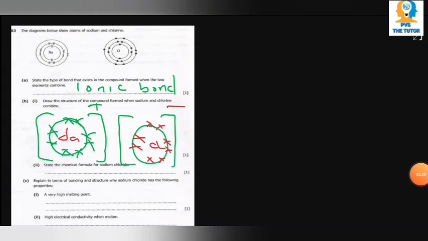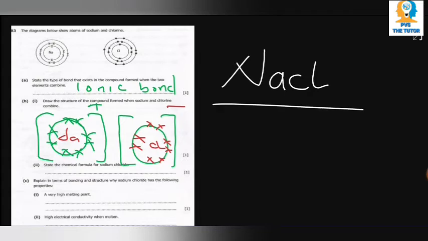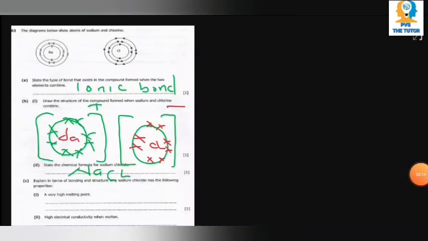So next the question says, state the chemical formula for sodium chloride. Now sodium chloride, state the chemical formula. Just this, sodium chloride. This is what they wanted there. C says, explain in terms of bonding and structure why sodium chloride has the following properties. Why does sodium chloride have a very high melting point? That's what they're trying to say.